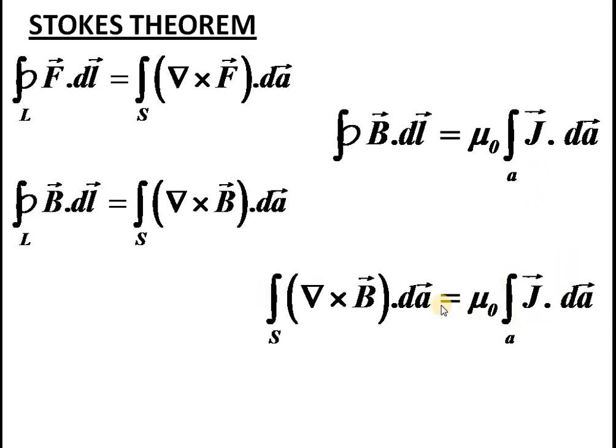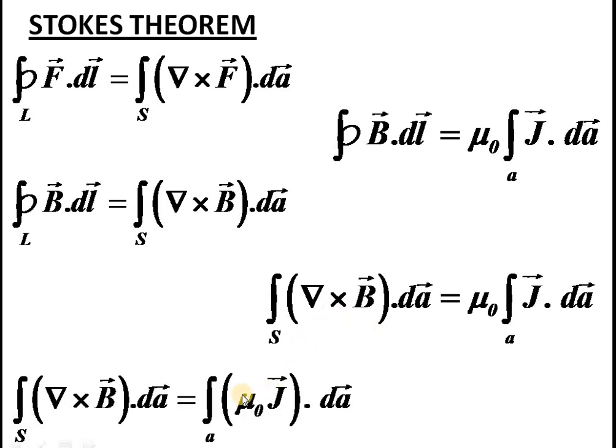Now both sides are surface integrals and the other things are the same, so you can equate the integrand. Integrand means the function which is being integrated. On the left hand side it is del cross B and on the right hand side it is mu 0 J. When you equate, we get del cross B is equal to mu 0 J. Curl B is equal to mu 0 J.